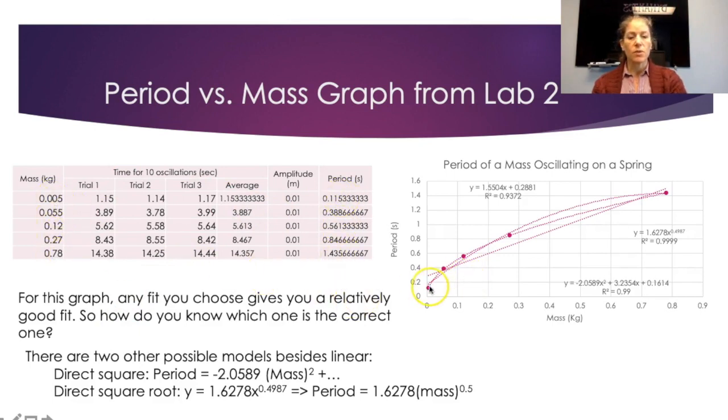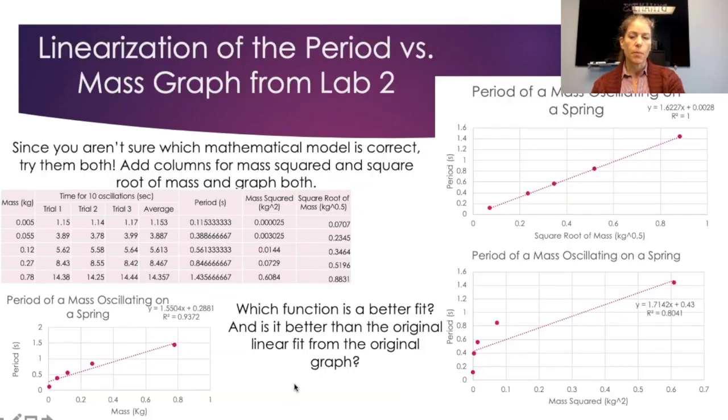And when we did this, we have these three possible trend lines. And you'll notice that the r squared values are all pretty darn good. How do you know which one is correct? So you have to do a mathematical model and test them. You don't redo your linear one, but you want to see if you do this square root one, or the squared one, does it give you a better fit than the linear trend line?